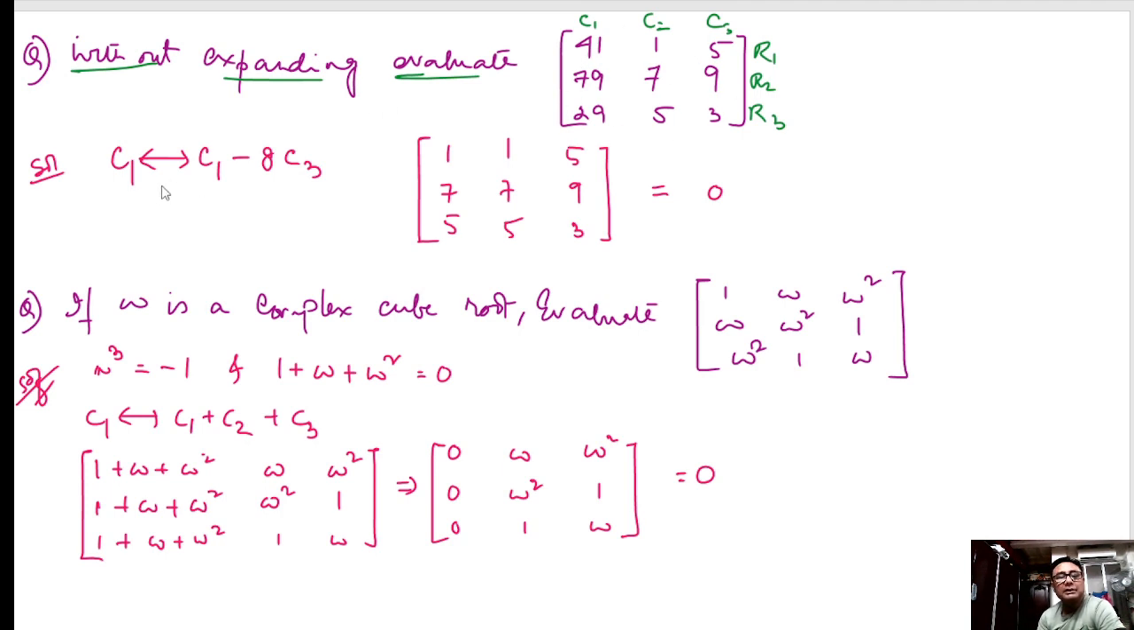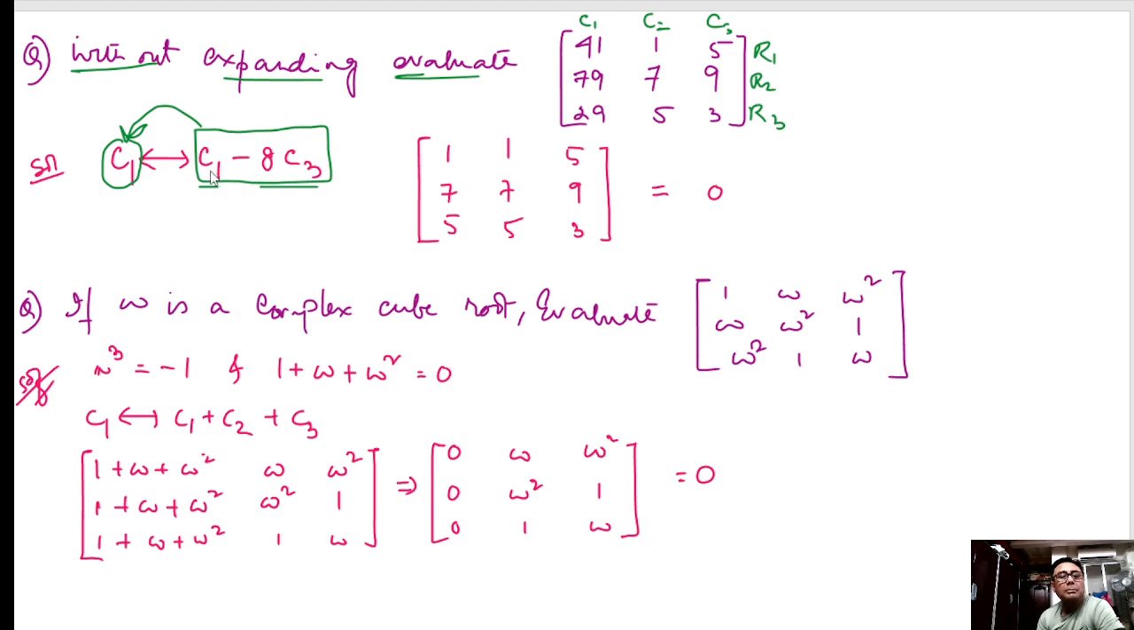What we are seeing: C1 minus 8C3 means what? Multiply the numbers of column 3 with 8, subtract it from the first column element and put it in the first column. This means do this operation and put it where? In the first column. So in the first column, what we have to do?